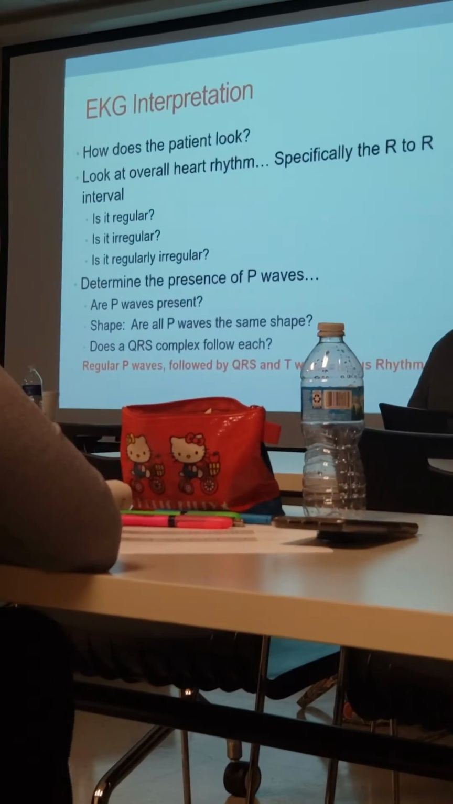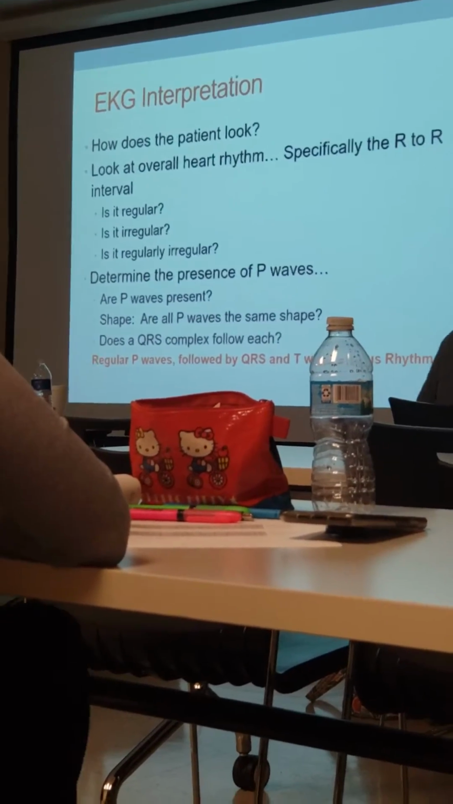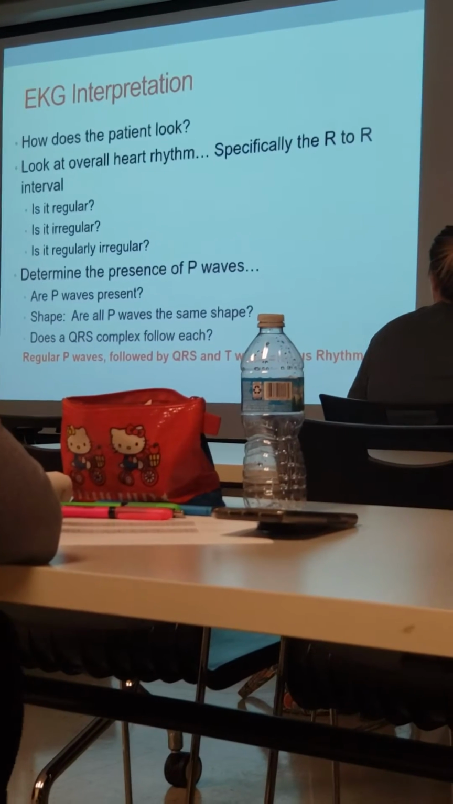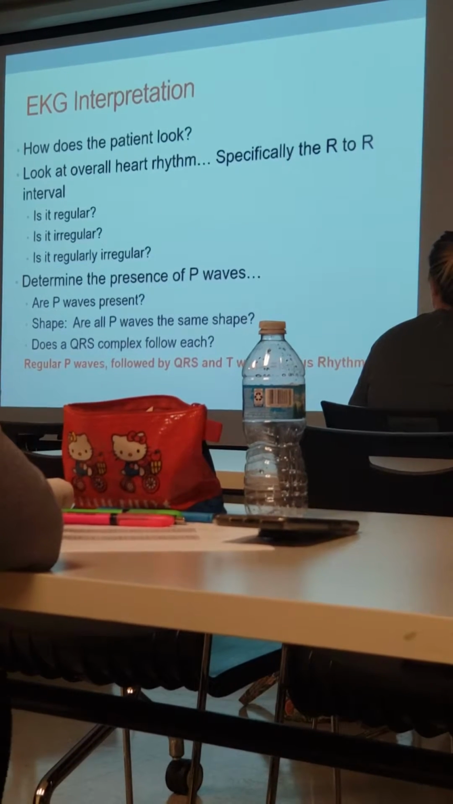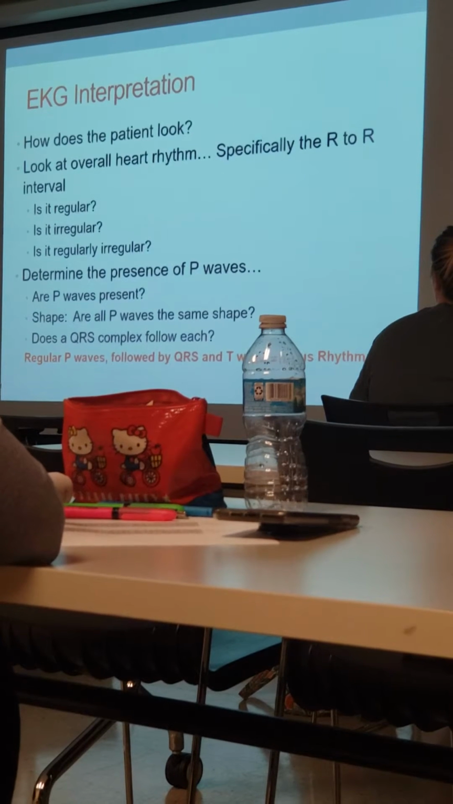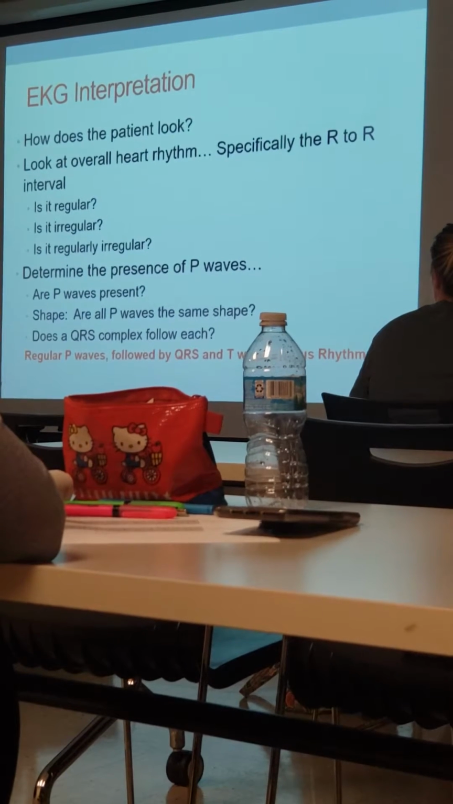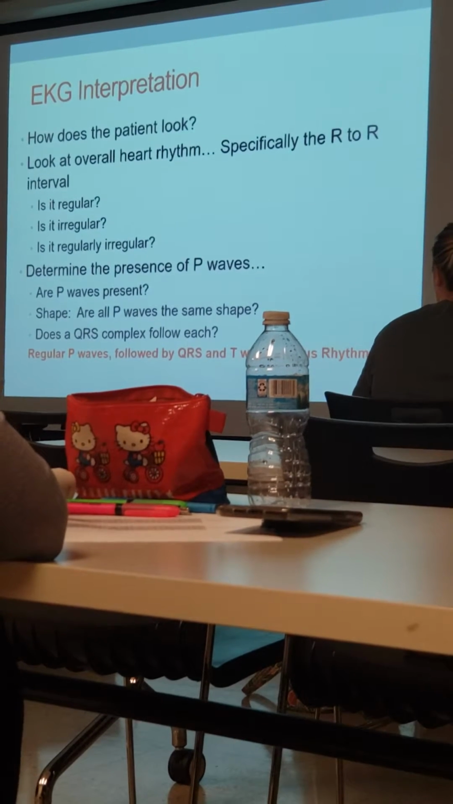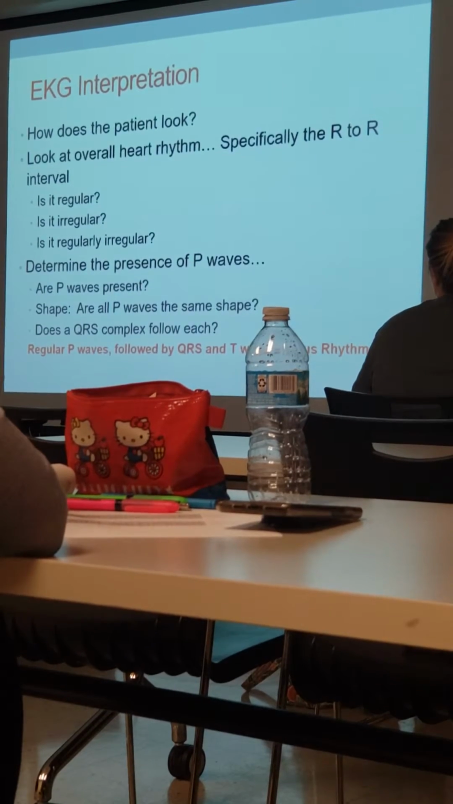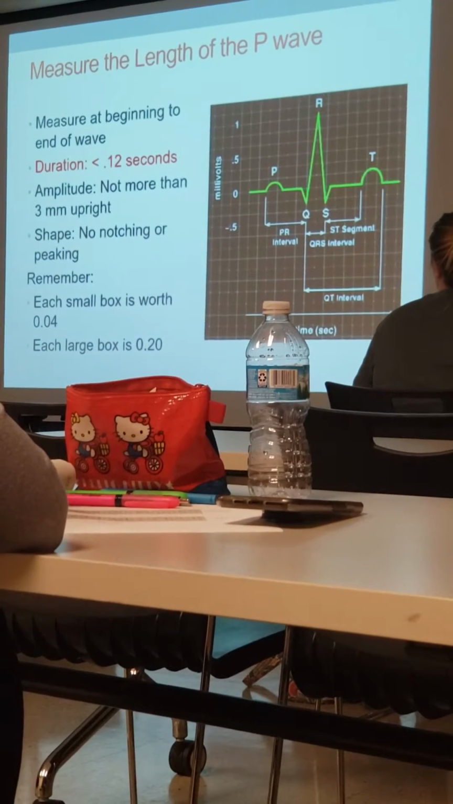In a regular sinus rhythm, we're going to have a P wave followed by a QRS, followed by a T, and they will all measure within the guidelines I just gave you. That makes it sinus. Does that make sense? You need to practice that. So measure the length of the P, less than 0.12.